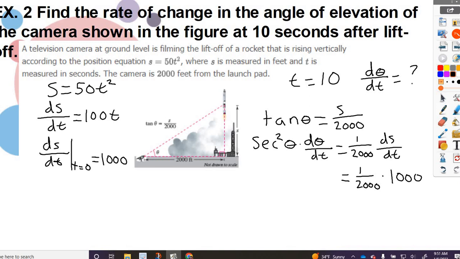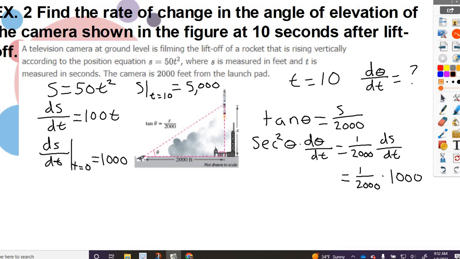S, okay? Again, they didn't give us an s, but we have a t value. Agreed? So, and I know that my t is what? 10. So that means that s has to be what when t is 10? So 10 squared times 50 would be what? 5,000? Do we agree? Yeah? Okay. So then I can use that piece of information to find this. We're all with me.